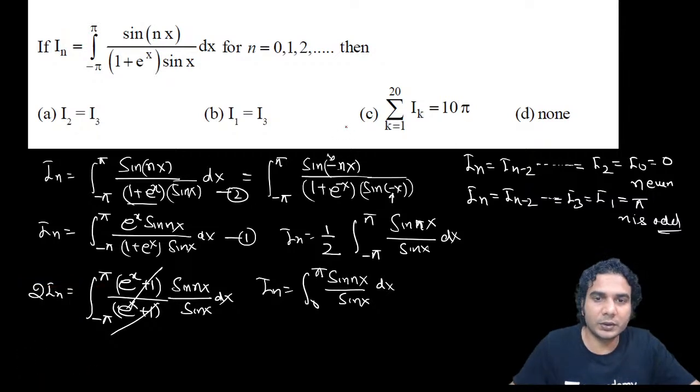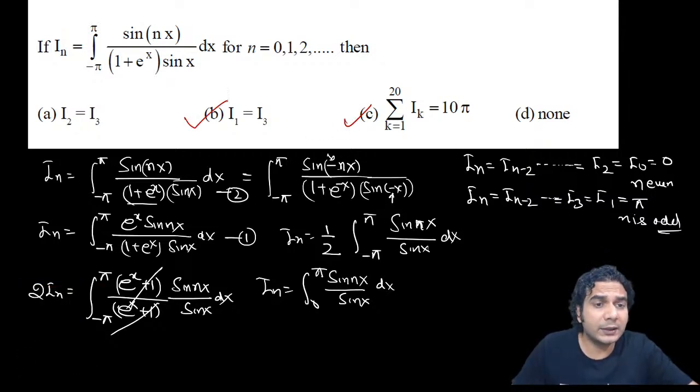And let's check other options also. He's saying I1 is equal to I3. Yes, perfect. I2 is equal to I3? No, that is not true. I2 is 0, I3 is pi. So I hope it is clear.